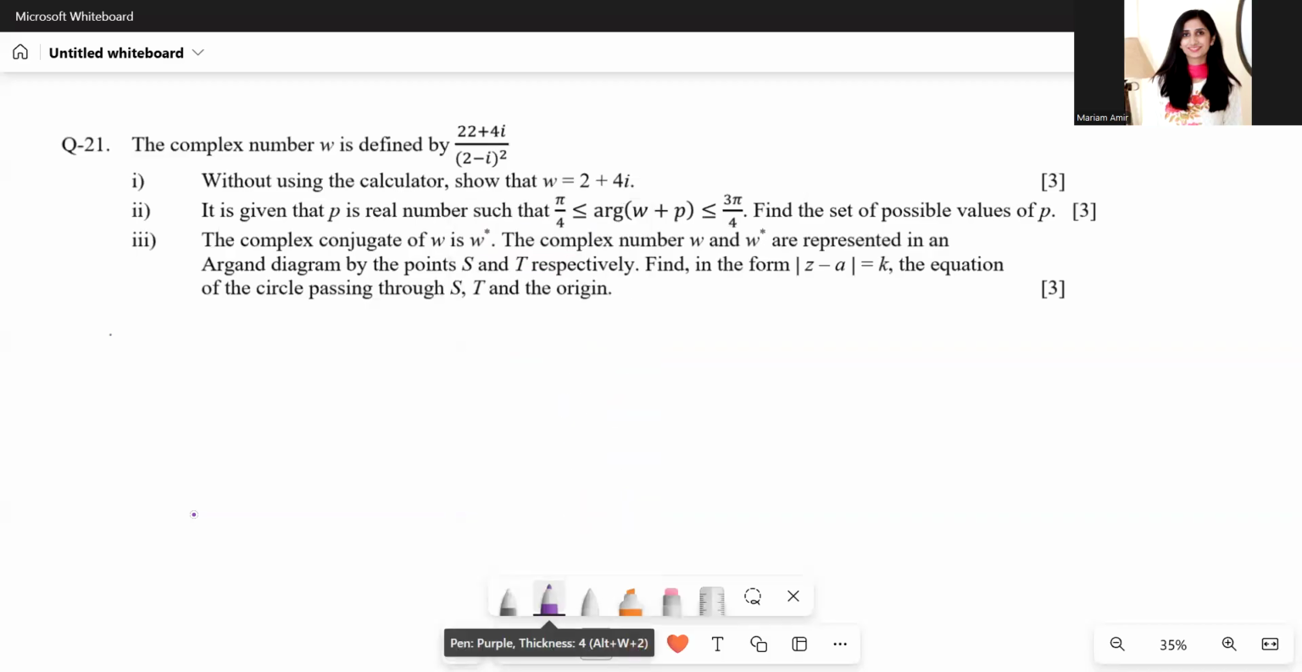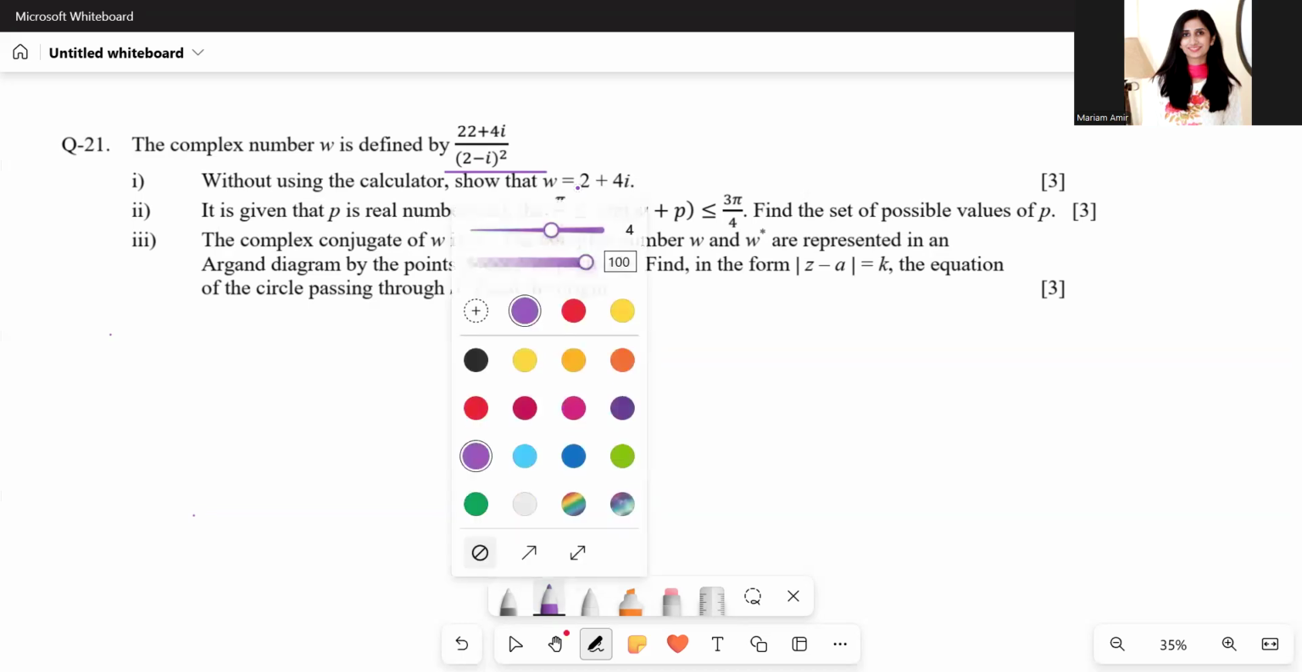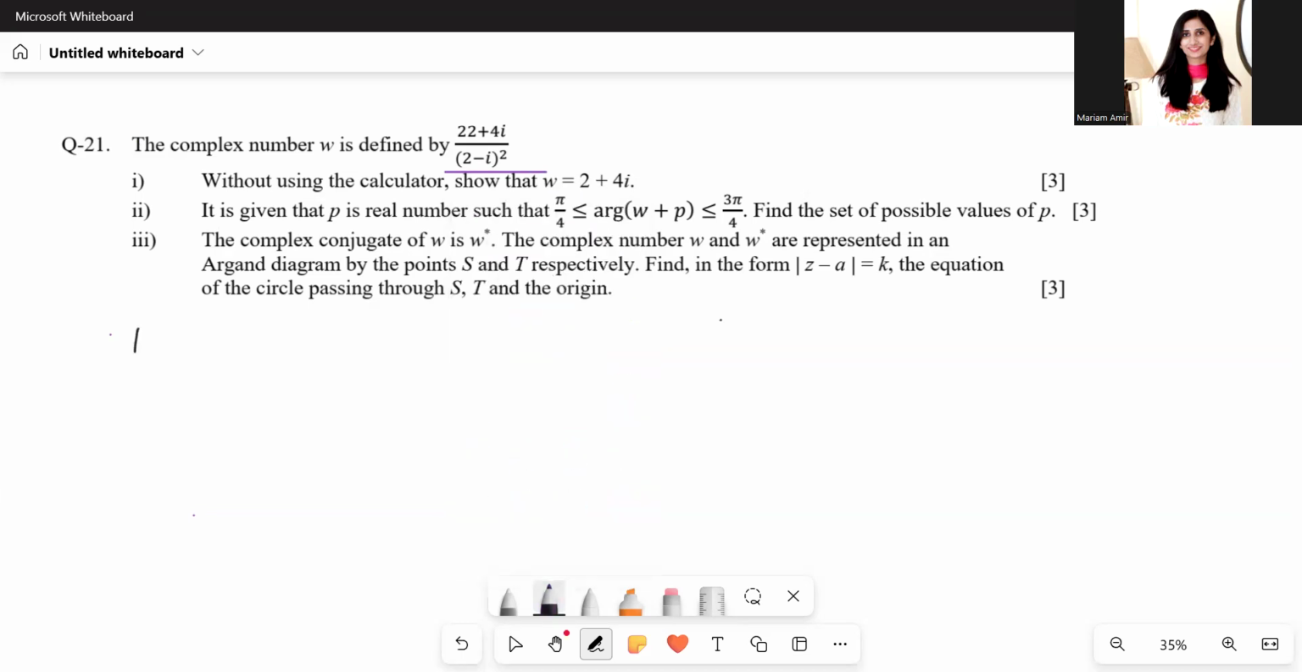The complex number W is defined by this fraction. Without using a calculator, show that W equals 2 plus 4i. Okay. Let's start with expanding the denominator.